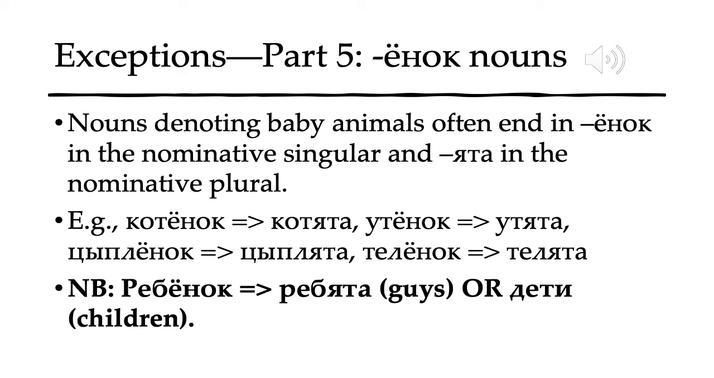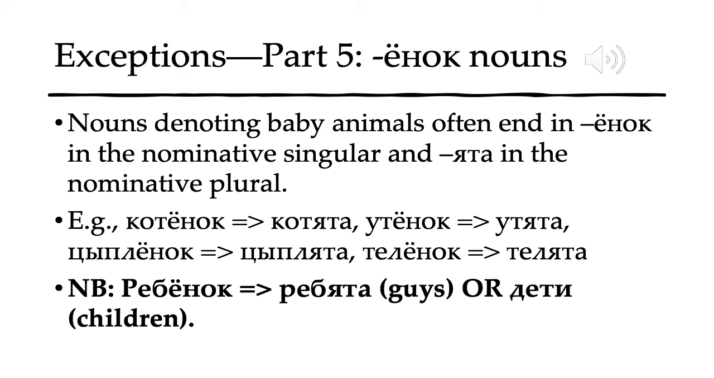The next group of nouns we're going to look at is a fun little group. It is the group for baby animals. Nouns denoting baby animals often end in yonak. This yonak ending indicates a baby or a baby animal, and it has its own special declension. So if it ends in yonak in the nominative singular, it will end in yata, or occasionally ata if the 8-letter spelling rule comes into effect, in the nominative plural.